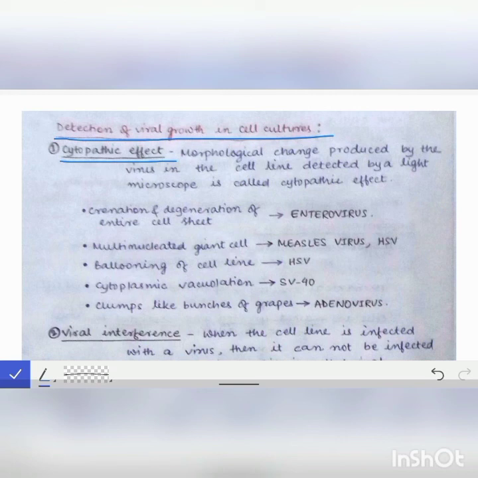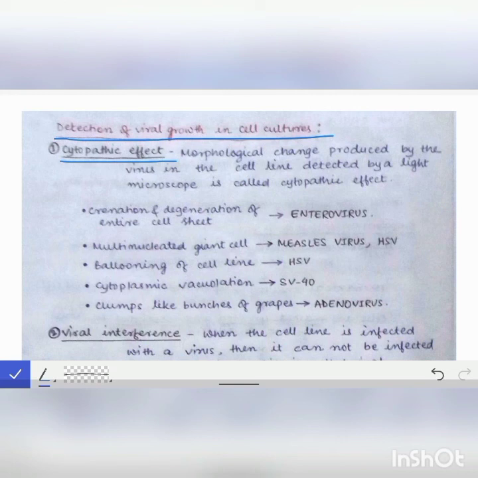Cytopathic effect is nothing but the morphological changes that occur to those cell lines due to growth of that virus. Cyto means cell, pathy means pathology, so cytopathy means pathology to cells. Pathology to cells means the changes occurring to those cell lines after the growth of the virus, that is the cytopathic effect. So the definition is very easy, by the name we can say it easily.